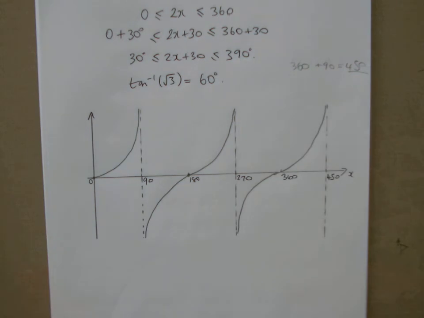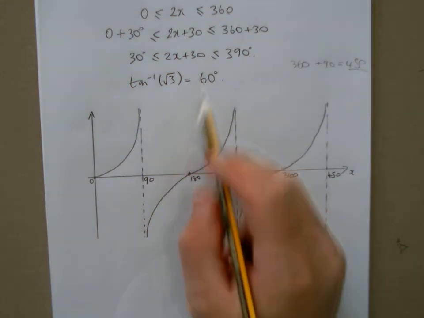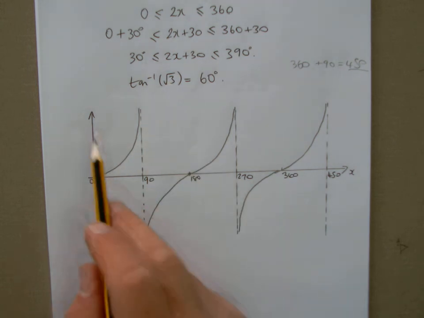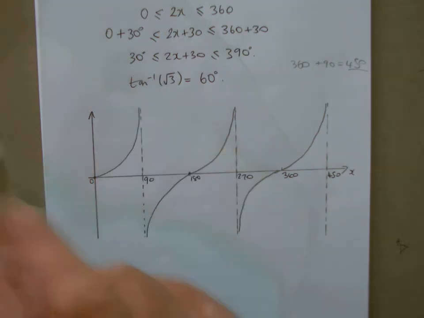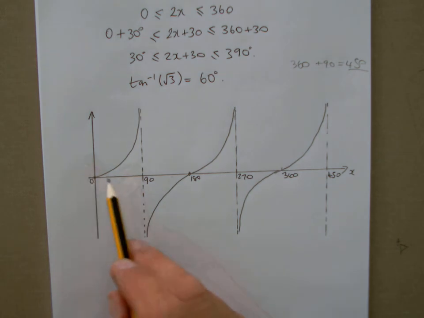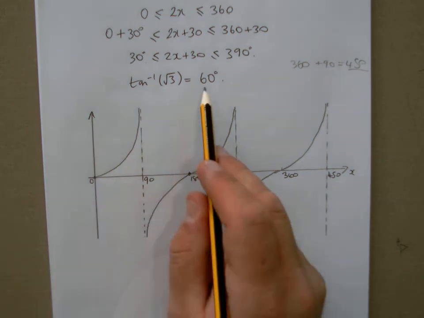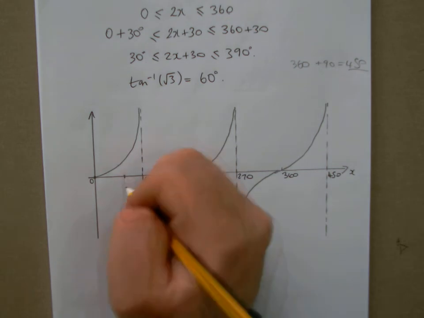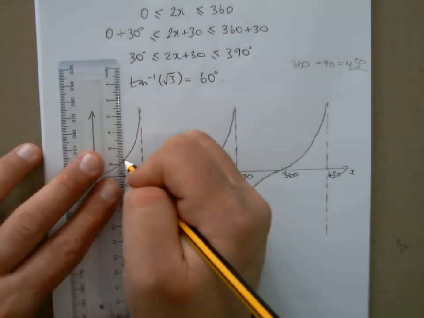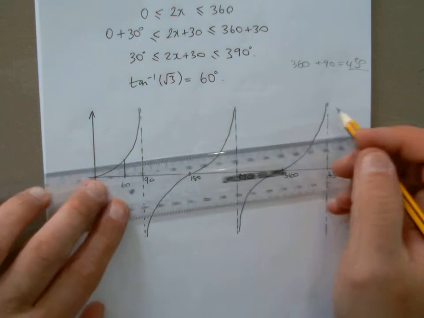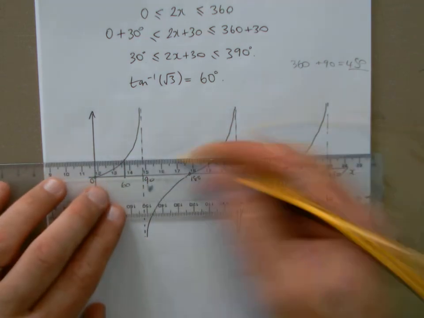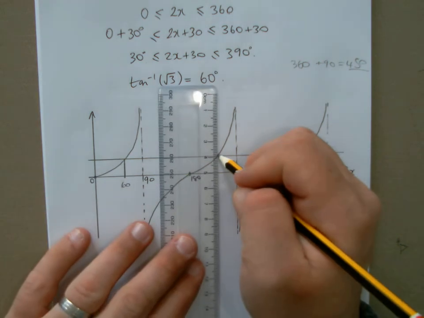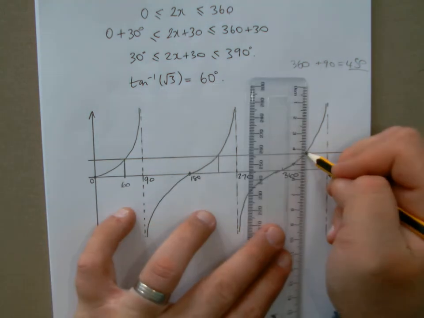Where it's equal to 60 degrees, we will draw a line. Now, I don't know where root 3 is on this axis, because remember, tan just shoots off, doesn't it? So we don't know where root 3 is in terms of a scale here, but because it's 60 degrees, we know 60 degrees is roughly about there. So I can draw that up to the graph first, and then draw a line across. You can see where it hits the graph, it hits it there, and it hits it there.